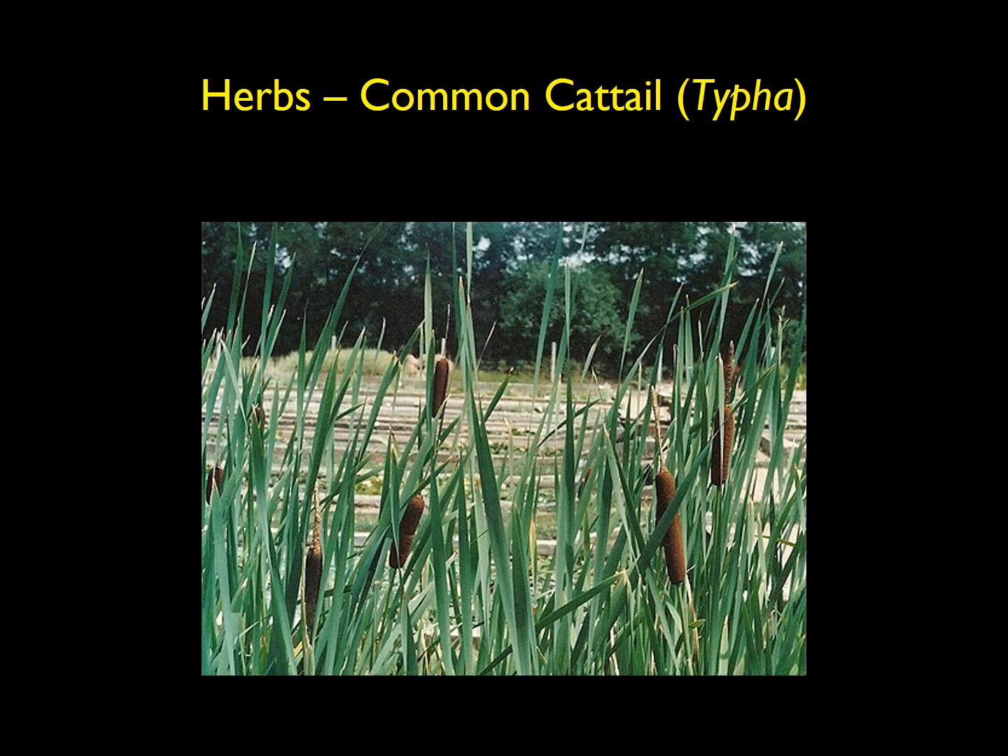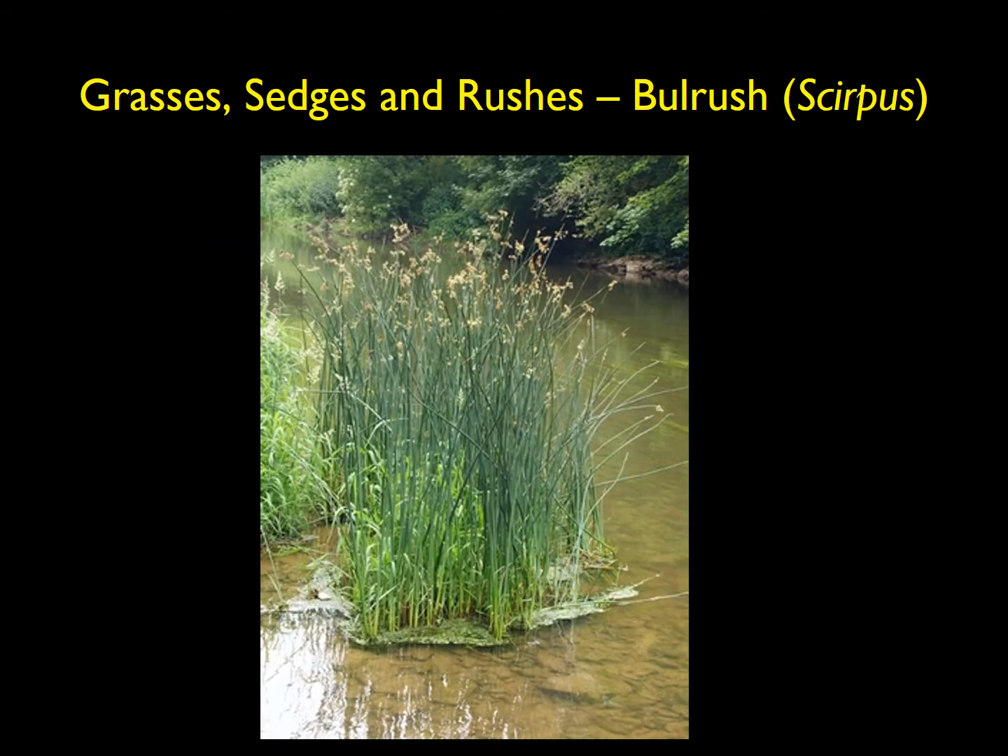They're herbs as well, right? So the common cattail in the genus Typha is also a wetland plant that you're probably familiar with. And then in the large categories of grasses, sedges, and rushes, there's lots of these, but bulrushes have those particular stems. These are in the genus Scirpus. So these are some plants that you've probably seen if you've spent much time around the water, which I hope you all have.